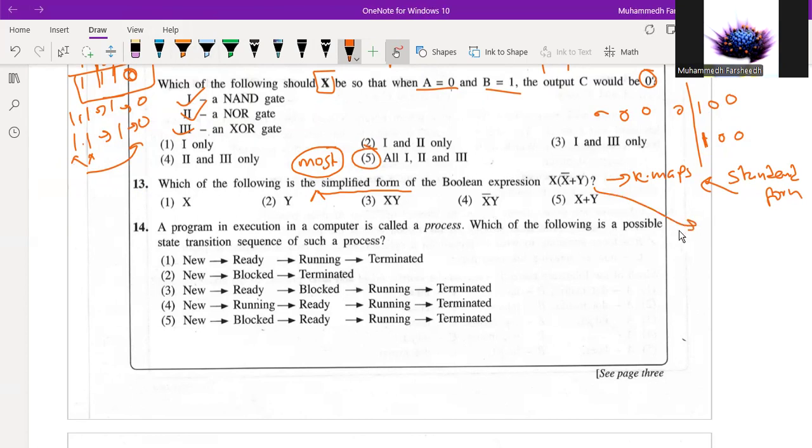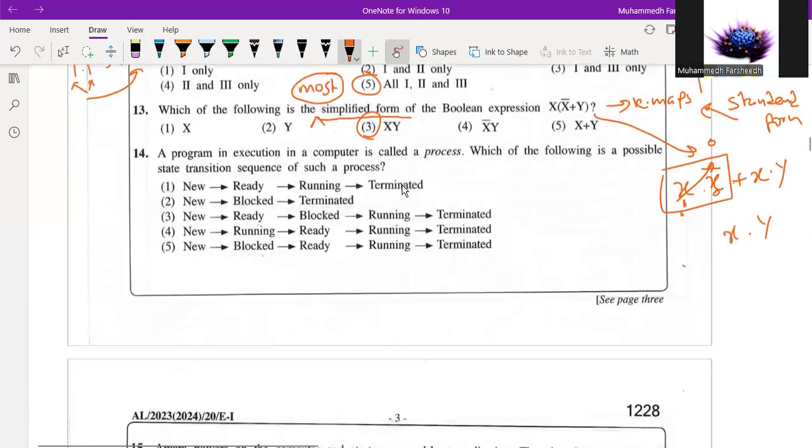So what you can do is simply multiply this out because of the distribution law: x plus x bar dot, plus x dot y. We know the law that x dot x bar gives 0, because when this one is 1, the other becomes 0, and anyhow multiplication will give you 0. You will remain with x dot y. Question number 13, answer number 3. Very simple, not even a minute it takes.